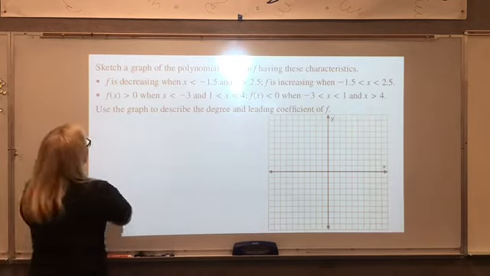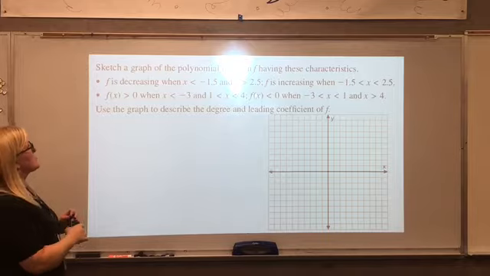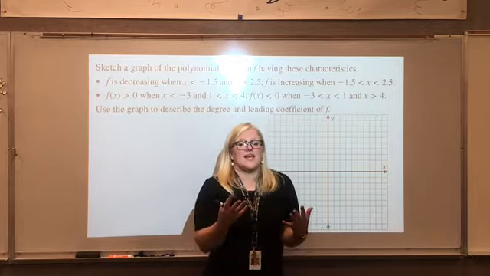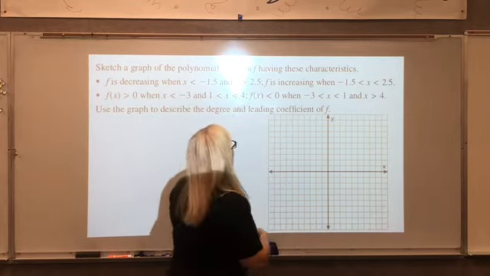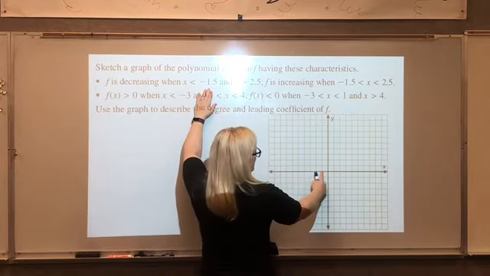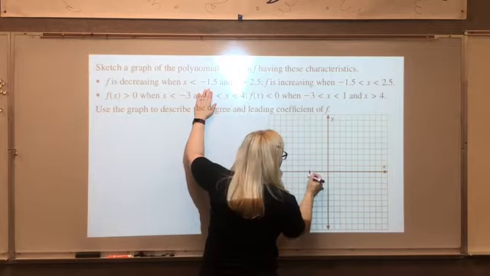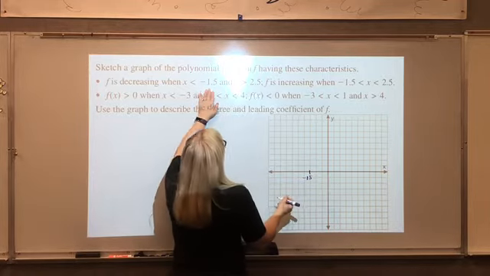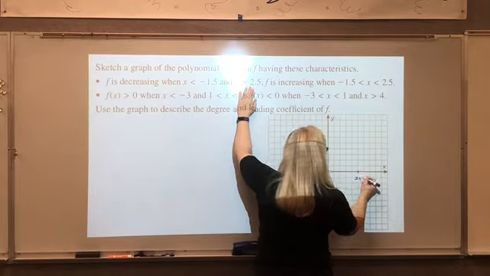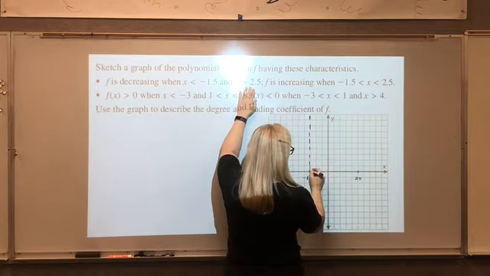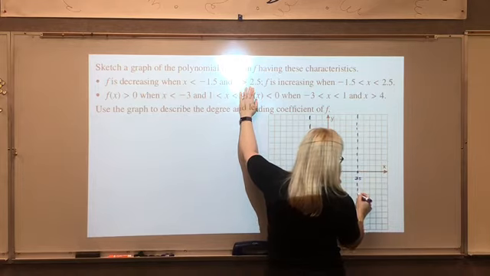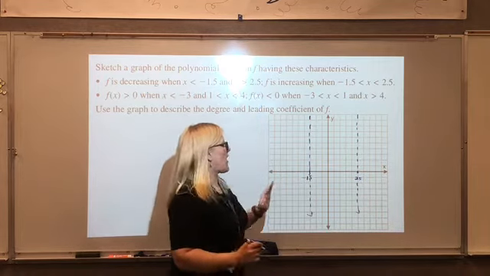It says, sketch a graph of the polynomial function having these characteristics. So this first part is where it's increasing and decreasing. And this is where, again, I like to draw the lines. The main things they've got here are -1.5 and 2.5, so 1, 2, 2.5. And I like to draw them kind of separate, the graph going this way.